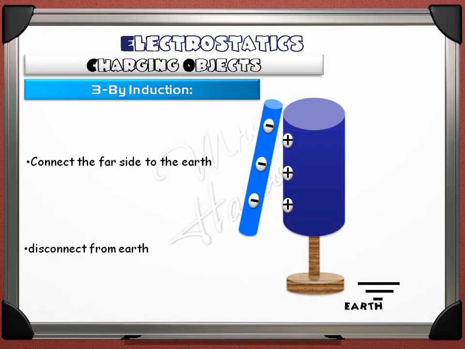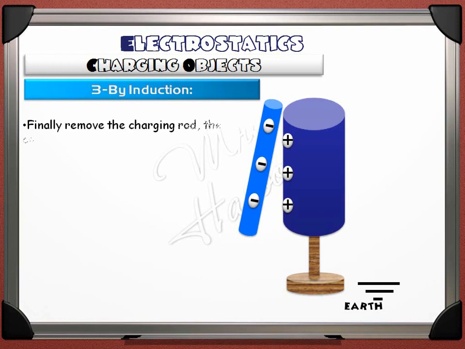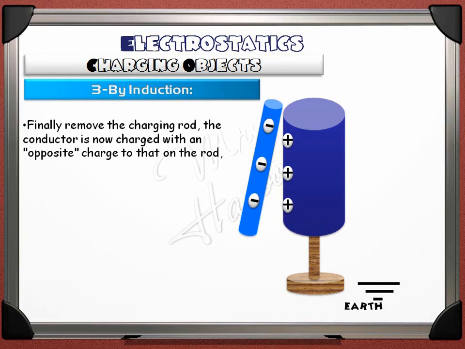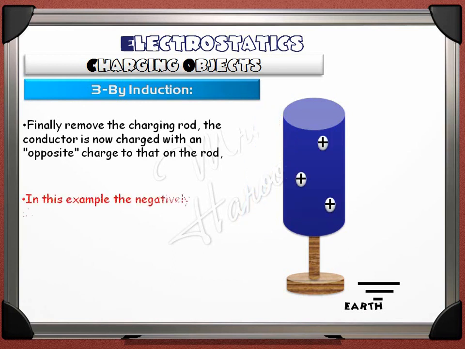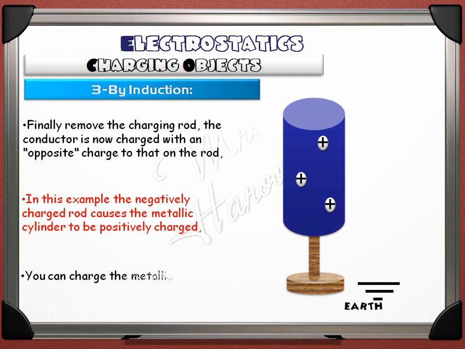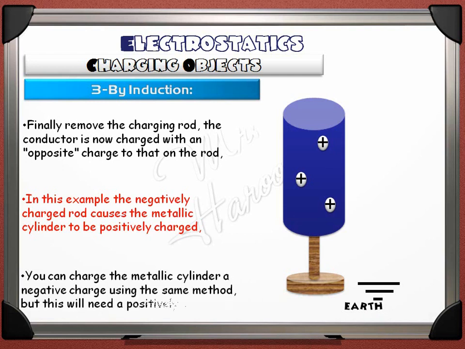Disconnect from earth. Finally, remove the charging rod. The conductor is now charged with an opposite charge to that on the rod. In this example, the negatively charged rod causes the metallic cylinder to be positively charged. You can charge the metallic cylinder a negative charge using the same method, but this will need a positively charged rod instead of the negatively charged one used.